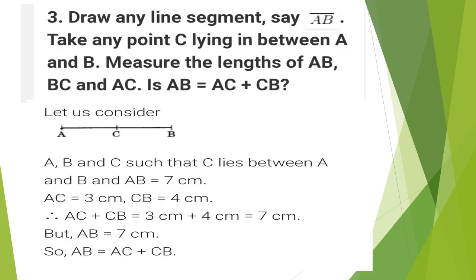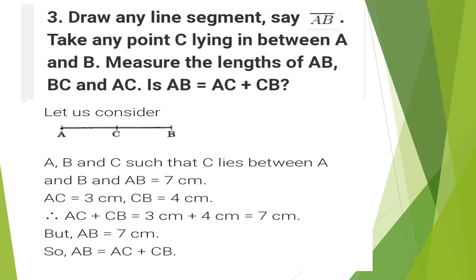Question 3. Draw any line segment, say line segment AB. Take any point C lying in between A and B. Measure the lengths of AB, BC and AC. Is AB equal to AC plus CB? So first draw a line segment AB and make points A, B and C such that C lies between A and B and AB is equal to 7 centimeters.